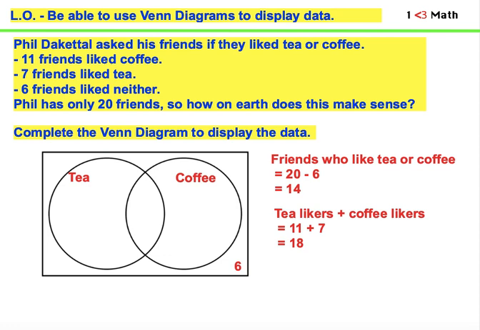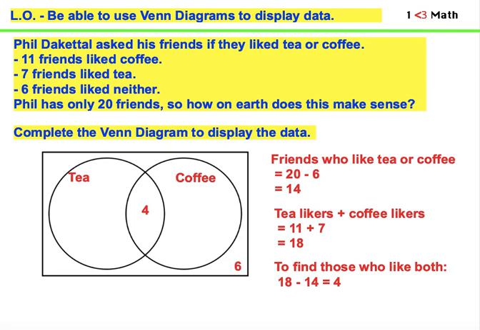So to find out how many people like both, we're going to do the total number of tea likers and coffee likers minus the total number of friends that the union should represent. So that's going to be 18, take away 14. So that means there's going to be 4 friends who like both. And that's going to allow us to accurately place the data into this Venn diagram. So we've got 4 friends who like both. And that explains why we've got 11 friends who like coffee, 7 friends who like tea. It's more than the number that should be represented by the union, the 14.